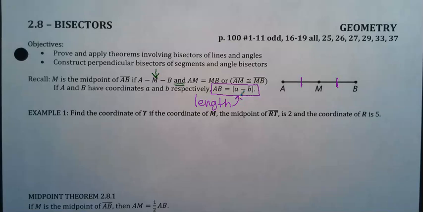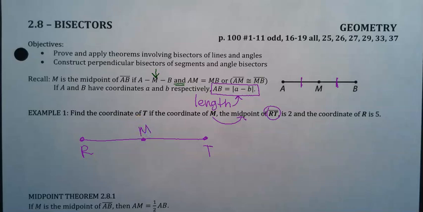It says find the coordinate of T if the coordinate of M, the midpoint of RT, is 2, and the coordinate of R is 5. All right, it's like, what? Okay, a drawing here would be very helpful. We want to find the coordinate of T if the coordinate of M, the midpoint of RT. So notice we've got segment RT here. So we're going to do the segment RT. And if the coordinate of M, which is the midpoint, is 2. So we've got the midpoint here.